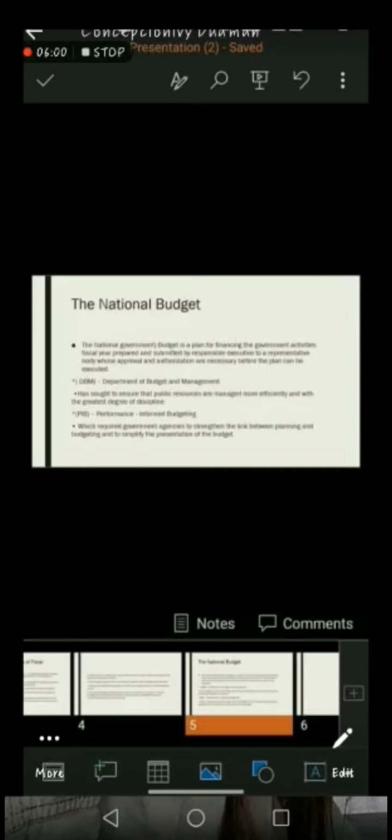The Department of Budget and Management ensures that public resources are managed more efficiently and with the greatest degree of discipline. It is not only crucial to channel resources to programs that accelerate economic growth, but more importantly, to direct funds to programs that will be responsive to the needs of people, especially those who are region-hit by poverty.